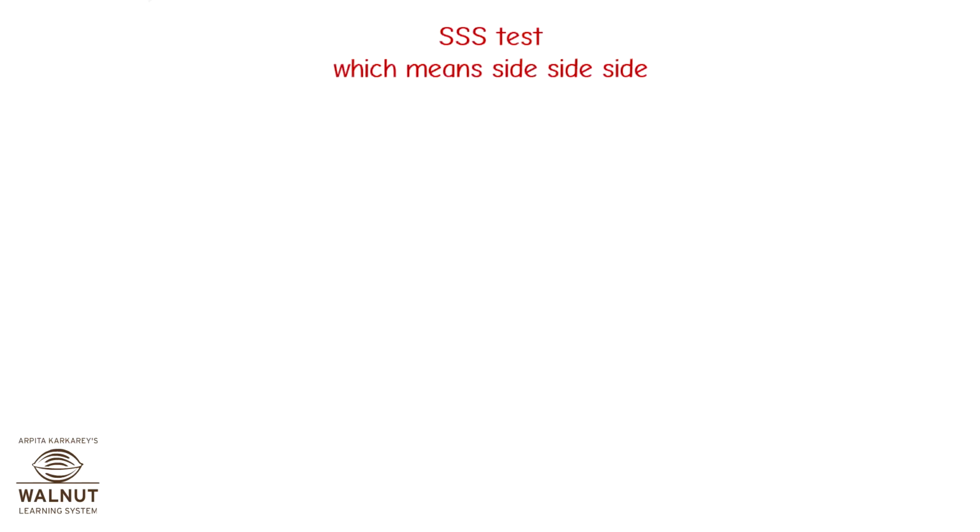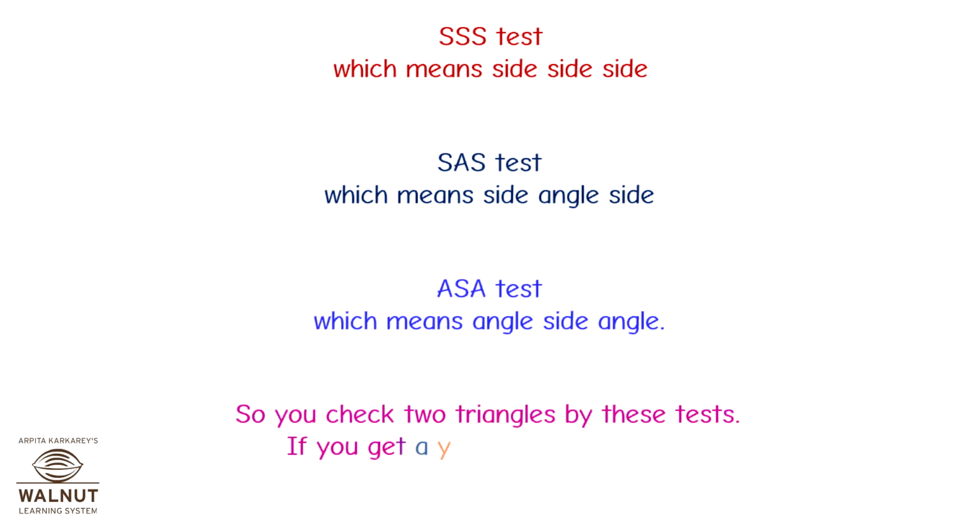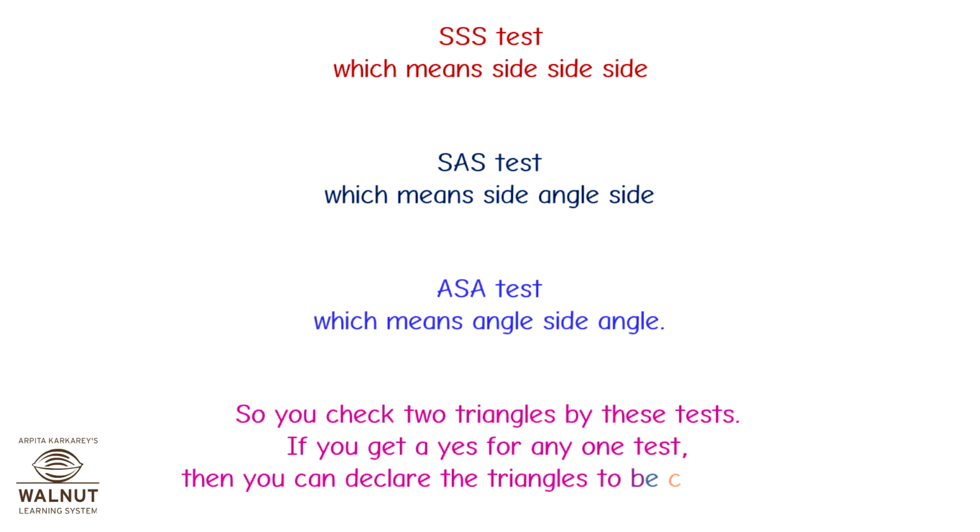SSS test, which means side side side, SAS test, which means side angle side, ASA test, which means angle side angle. So, you check 2 triangles by these tests. If you get a yes for any one test, then you can declare the triangles to be congruent.